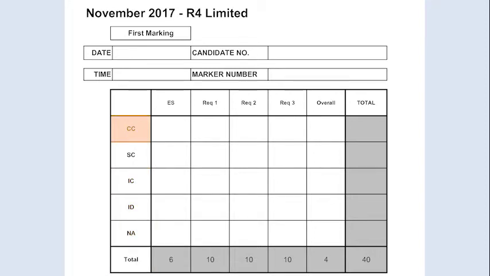First, CC, clearly competent. You have provided most or all of the evidence that the examiners are looking for. Second, SC, sufficiently competent. You have provided enough evidence. Your answer is good enough. Third, IC, insufficiently competent. You have provided some relevant evidence, but your answer is not good enough. Fourth, ID, insufficiently demonstrated. You have not provided enough relevant evidence. Fifth, NA, not attempted. You have not provided any relevant evidence.